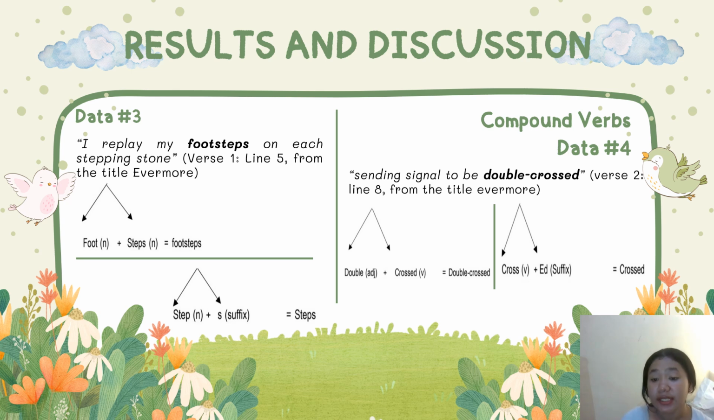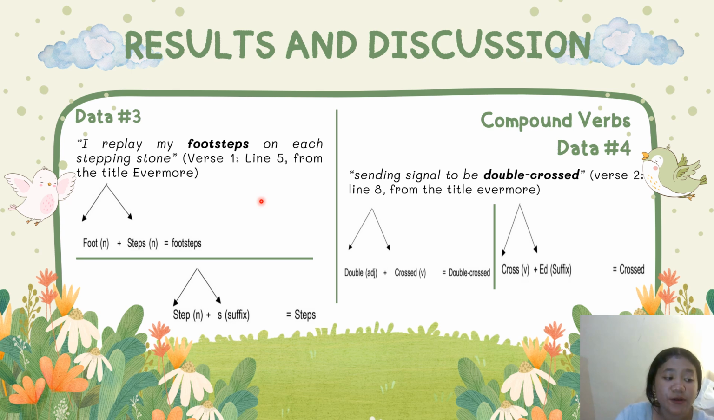The next one is the data 3 with the lyrics "I replay my footsteps on each stepping stones", from verse 1, line 5, from the title song Evermore from the album Evermore 2. This word footsteps is the compound term identified in the data 3. This compound word formed by the combination of the word foot and steps holds the category of compound nouns.